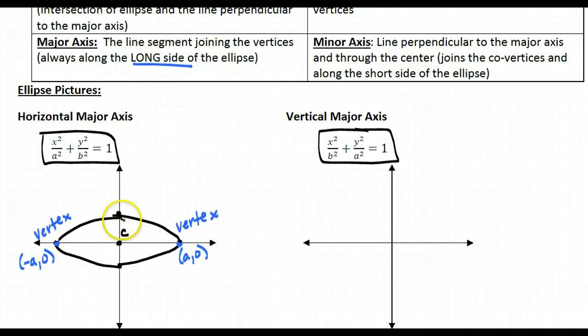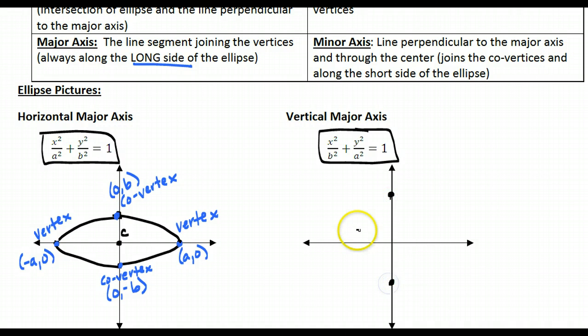Now, the other points that I have here, those are called the co-vertices, and it's actually always the case that the long side has a vertex for either endpoint, and the short side has the co-vertex for either endpoint. And for co-vertex, we always use a b value. And in this situation, it's up on the y-axis, so 0, b, or 0, negative b.